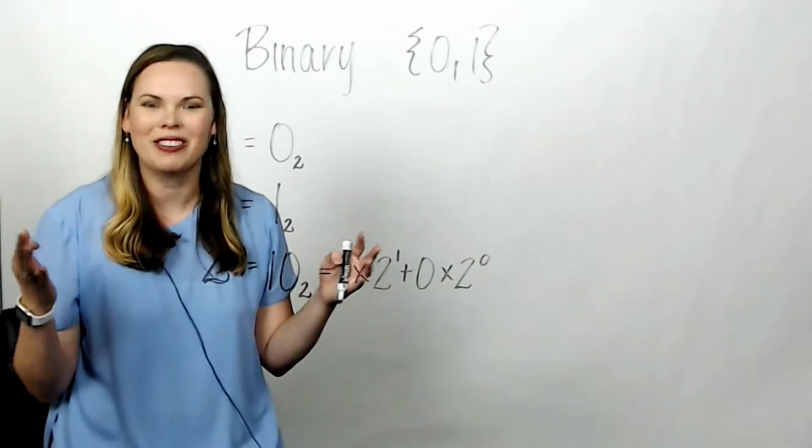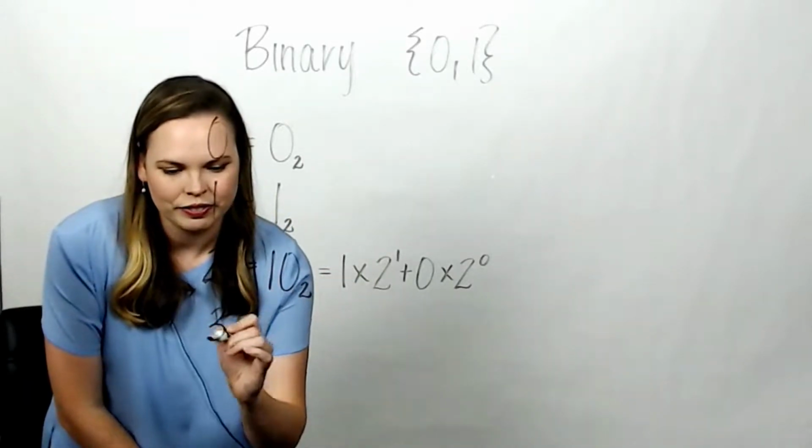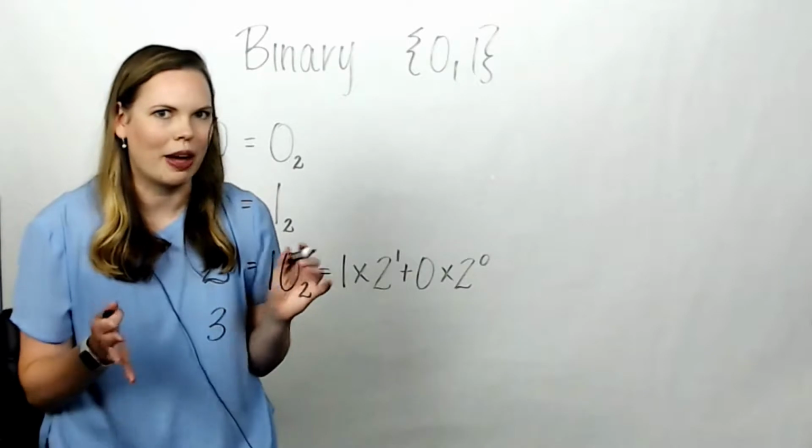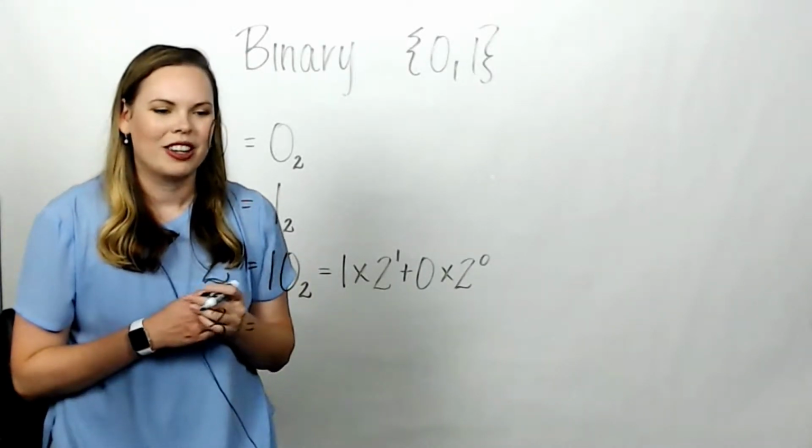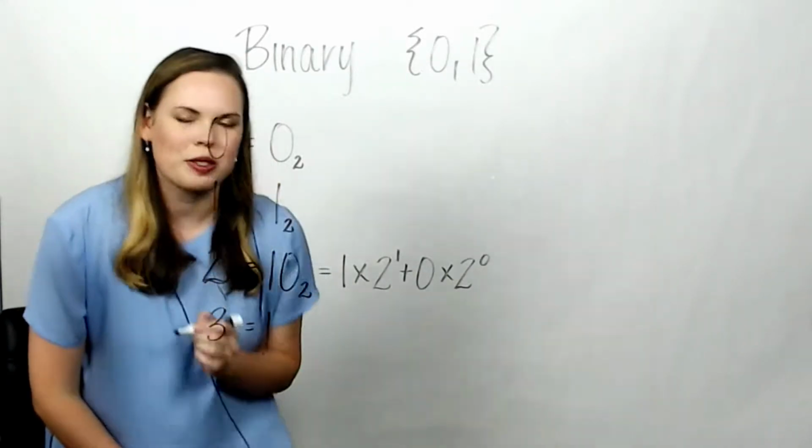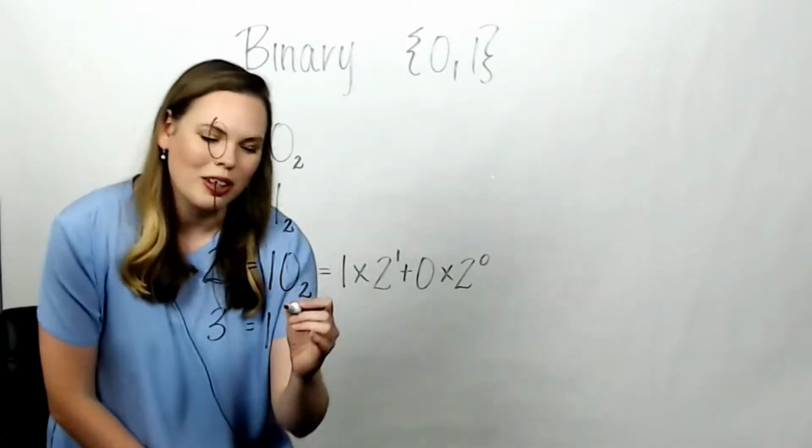So let's keep going. We'll go to 3. Okay, so think about what 3 might be. 3 is going to have a 1 in the 2's place, and then we need another 1 in the 1's place.